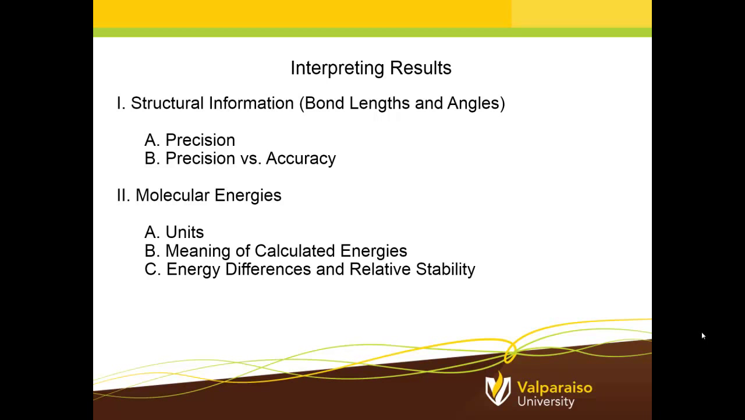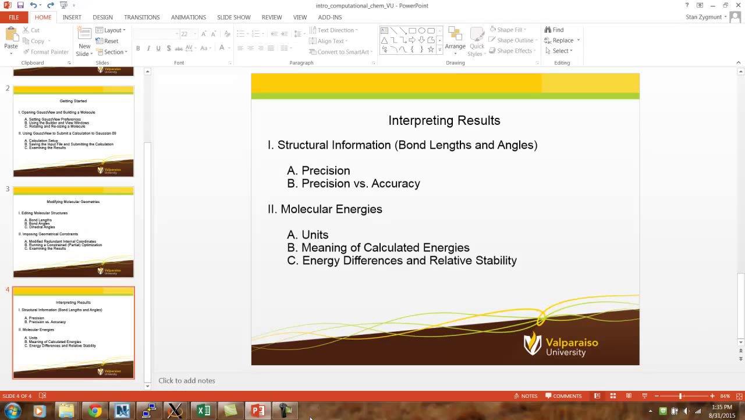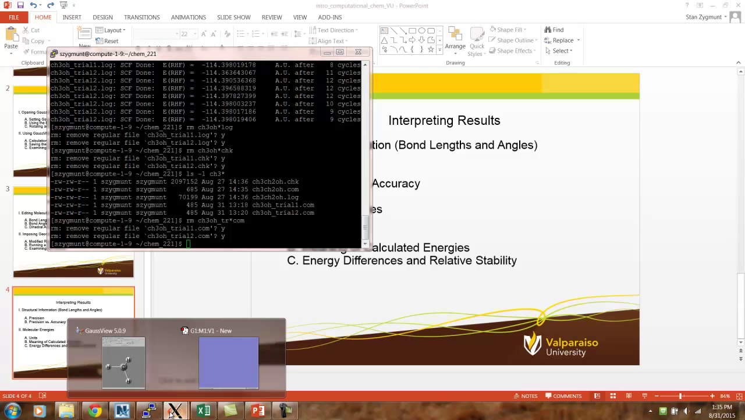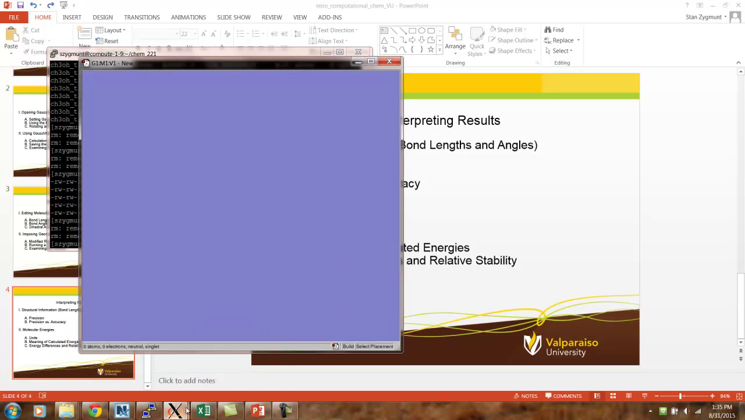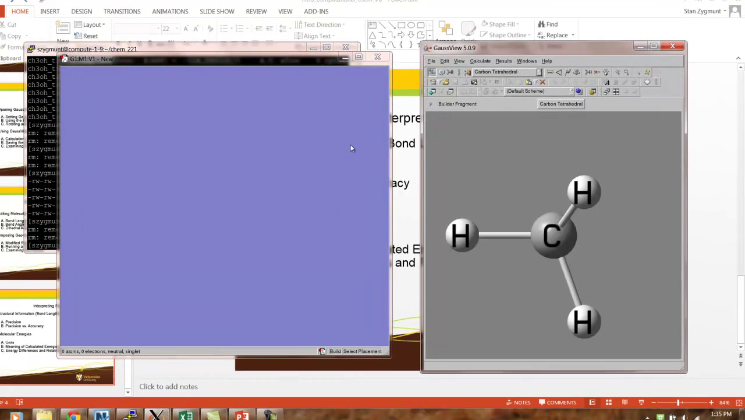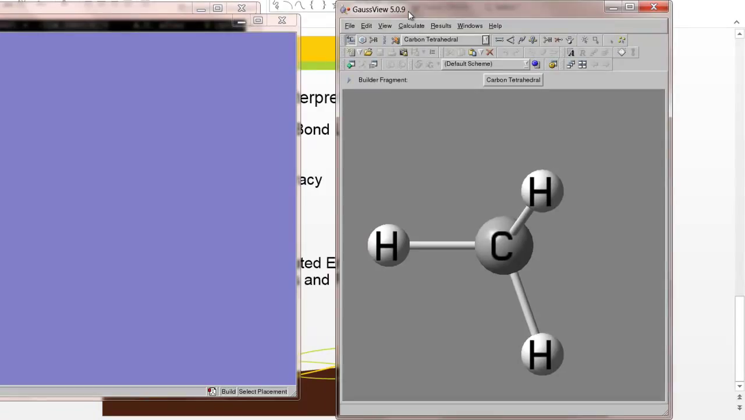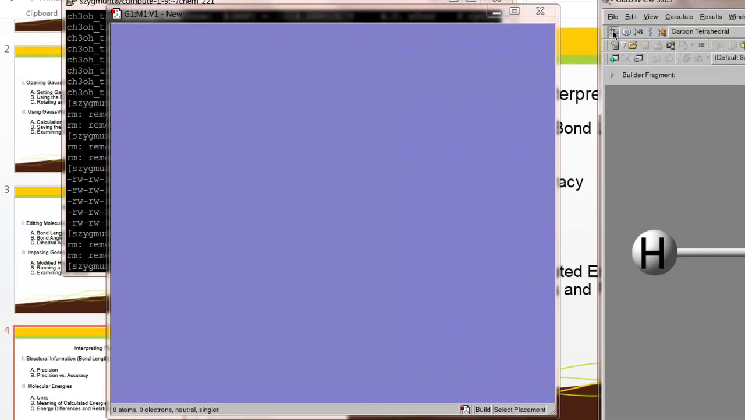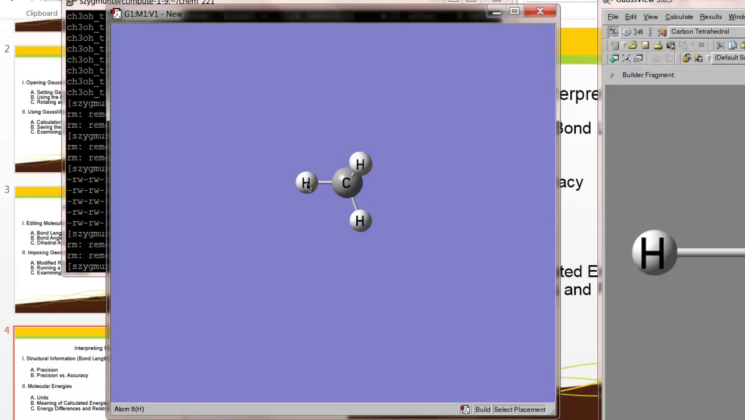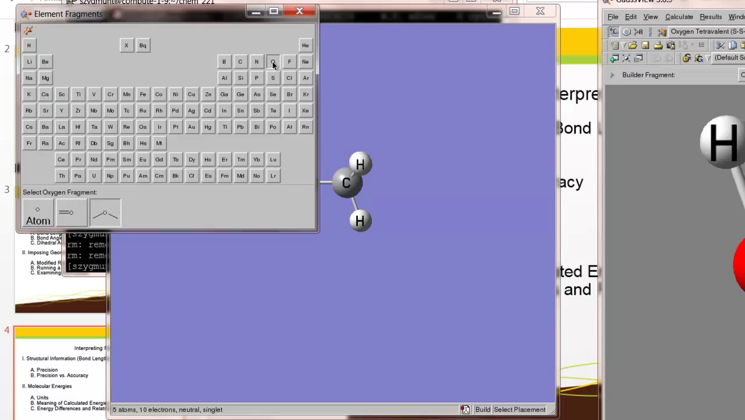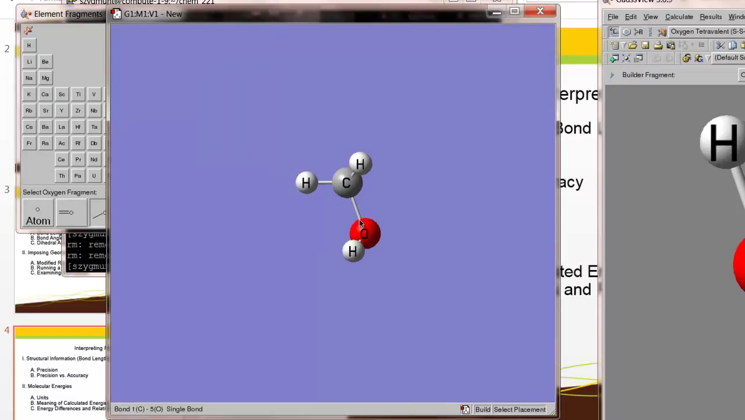So, what we're going to do is open up the GaussView windows for the view and the builder windows here, and I think I'd like to illustrate the concept of precision in the structural information associated with a molecule by doing a simple calculation to find the minimum energy structure, which is the equilibrium structure, for methanol. So we'll generate methanol by simply creating a methane molecule in the view window and then replacing one of the hydrogens with an OH group.